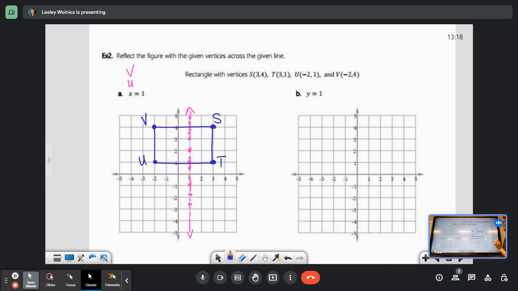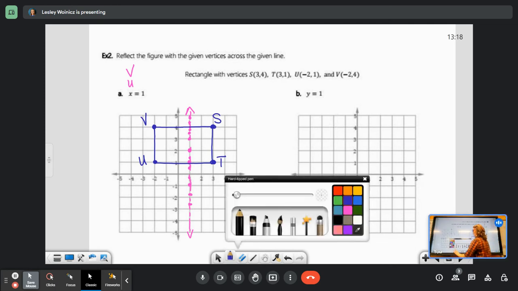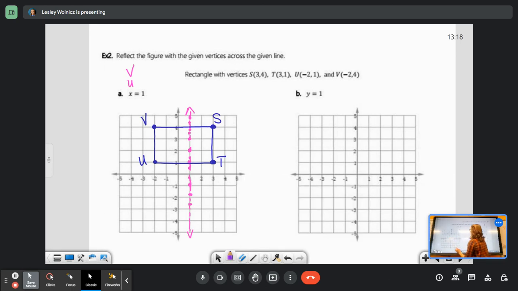Now we have to reflect this across the line x equals 1. So we're going to keep the y coordinates, but we're going to make the x's the opposite, but shifted right 1. Do you see how V is 3 units away from the line of reflection? Well, I'm going to make it 3 units away on the opposite side. This is V prime.